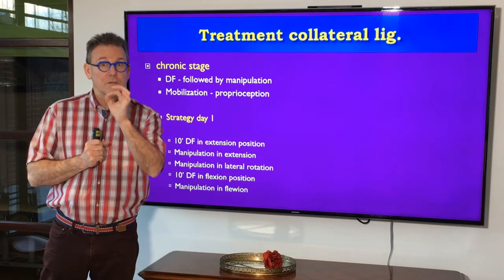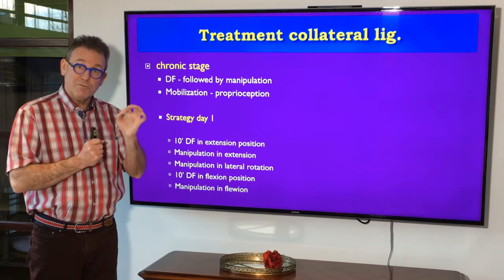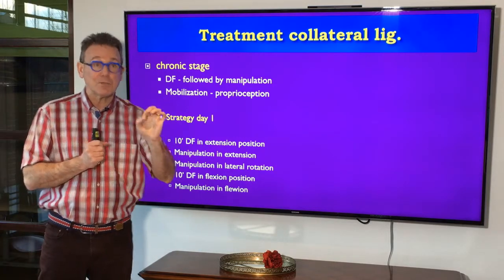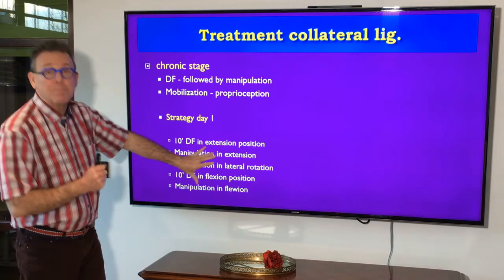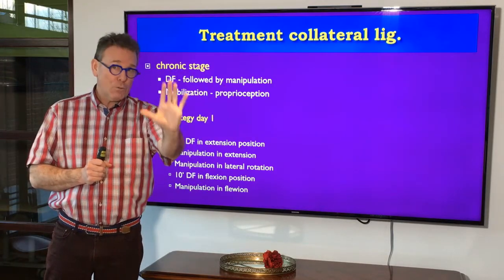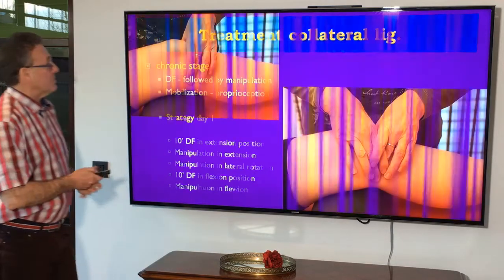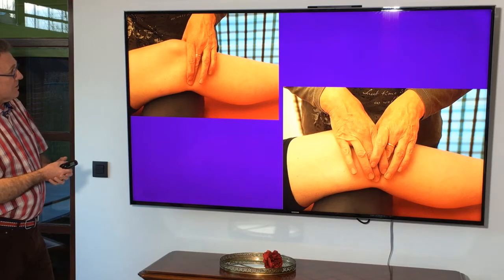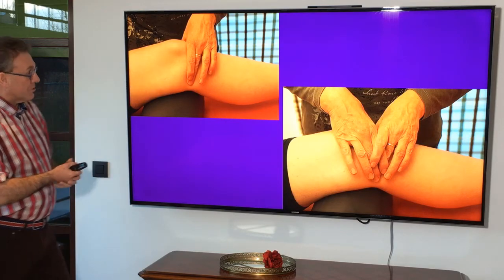So you manipulate the movement over here, which is painful and limited. This is a strategy for the very first day. Okay? As from the second day, it's just friction, mobilization, proprioception. Well, this is the palpation and the friction of the MCL in as much extension as possible.